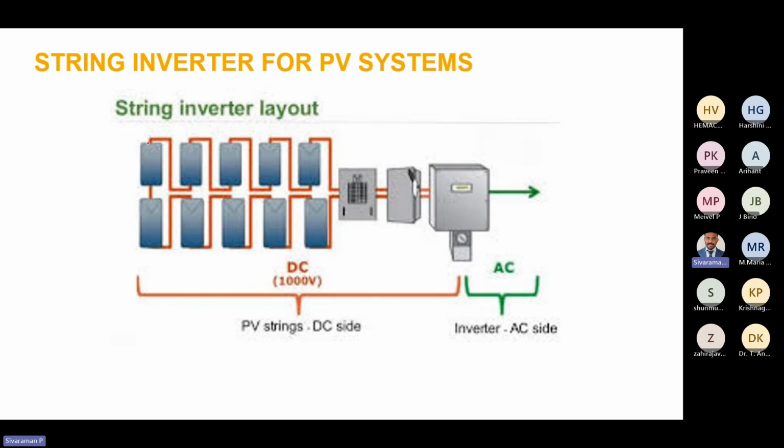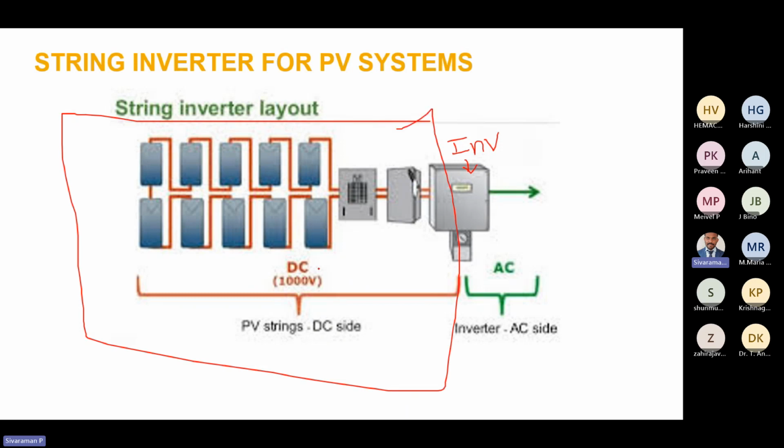Stringing layout. So this is the inverter actually. This will be the inverter. Up to this part, this will be the DC part. So here they mentioned DC. This will be the DC part. From this onwards, this will be the AC side.